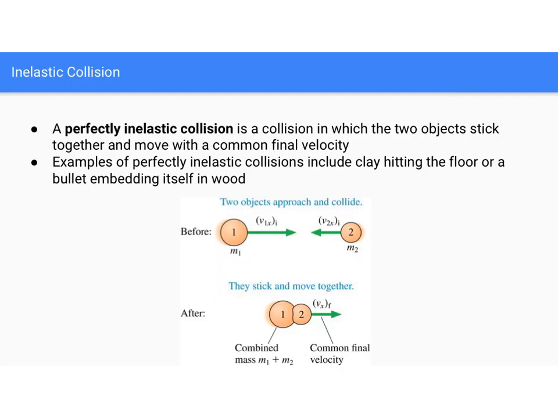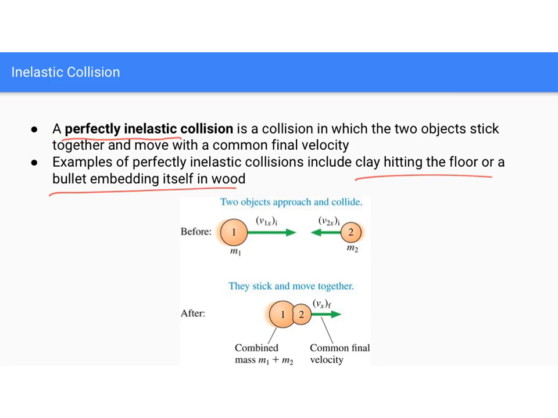So a perfectly inelastic collision, meaning perfectly inelastic, is when two objects hit and stick together and they have a common final velocity. For example, we could have clay hitting the floor or a bullet embedding itself into wood. These are collisions where the two objects essentially become one.